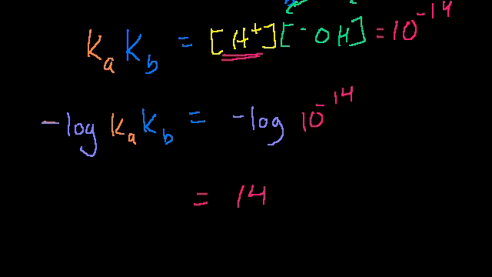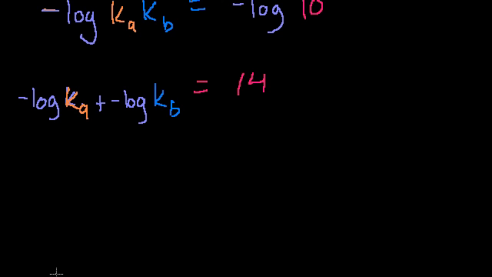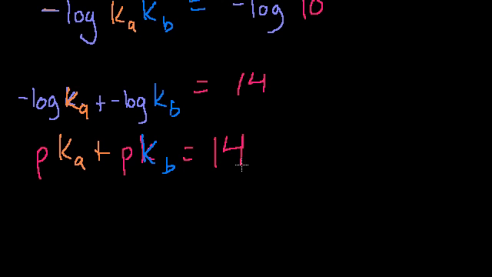And this one, we could use log properties. This is the same thing as the minus log of Ka plus the minus log of Kb. Or you could think of this as your pKa, and this is your pKb. So you could say this is pKa plus pKb. And all of that is going to be equal to 14.